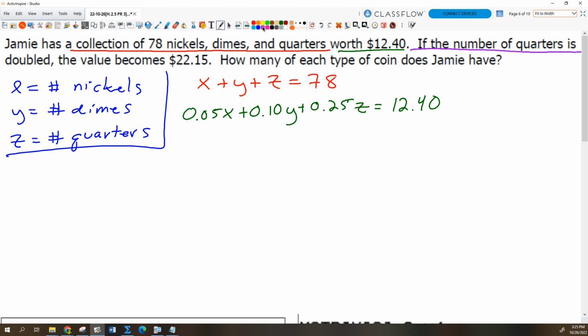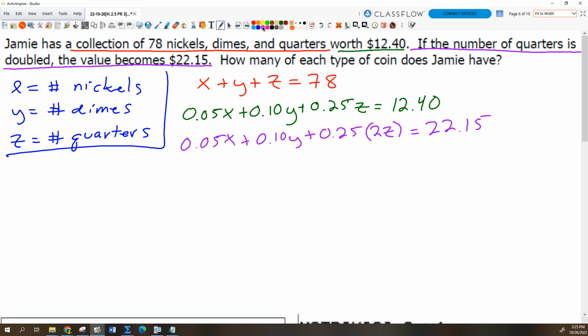If the number of quarters is doubled, the value becomes 2215. So you leave X and Y alone, so the value of the nickels is going to stay the same, right? Yes. The value of the dimes stays the same. Okay, but instead of multiplying 0.25 times z, we're going to multiply it times 2z. There you go.